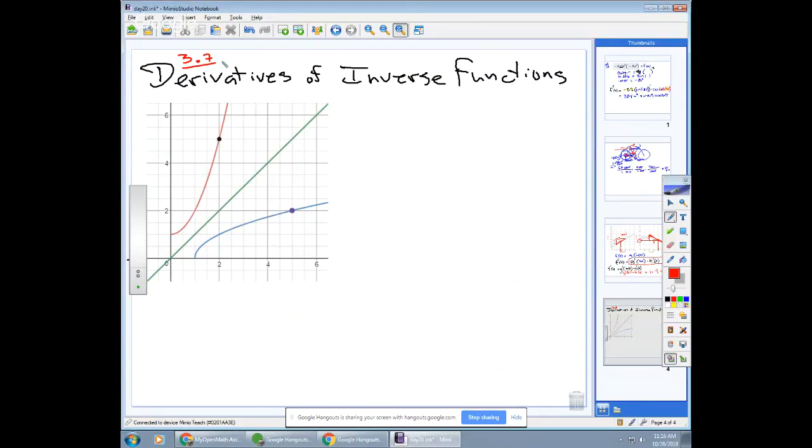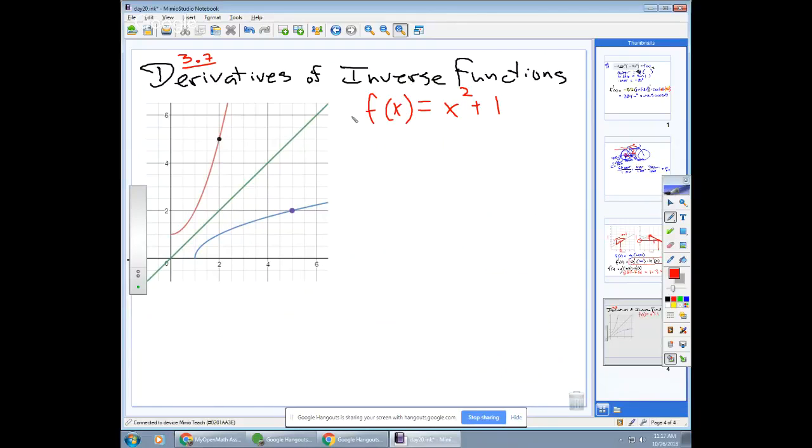So I'm going to review what inverse means, and then we'll figure out how to do derivatives of inverse functions. So inverse functions are functions that undo each other. For example, let's say this is a parabola up there, so that red function, let's call that f of x, is x squared plus 1. Thank you. Good job.